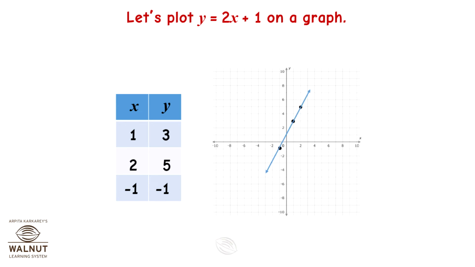Now, let's draw a line through these points. As you can see, a straight line passes through all 3 points. So, this is an equation in 2 variables and it forms a straight line. So, this is also a linear equation in 2 variables. The graph is a straight line.